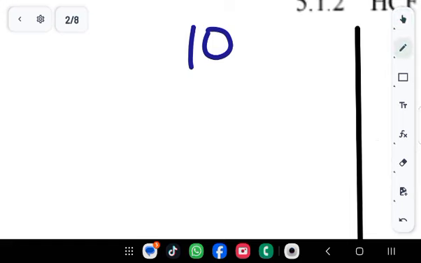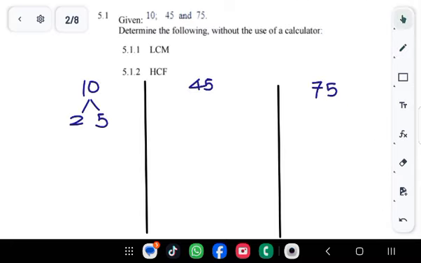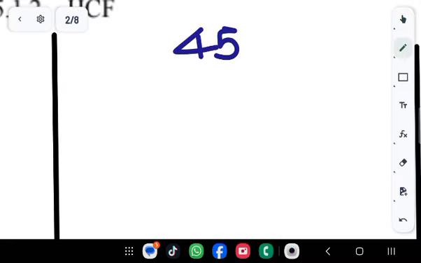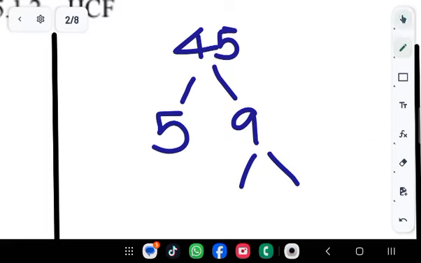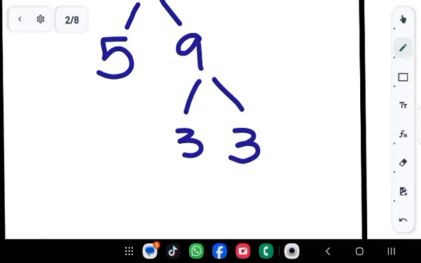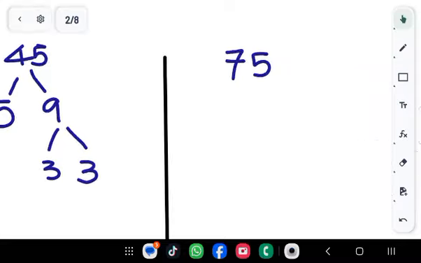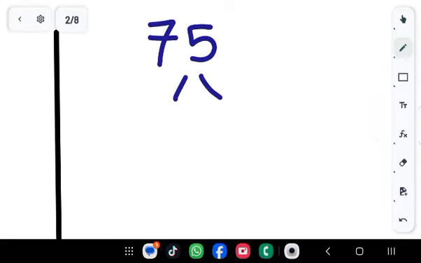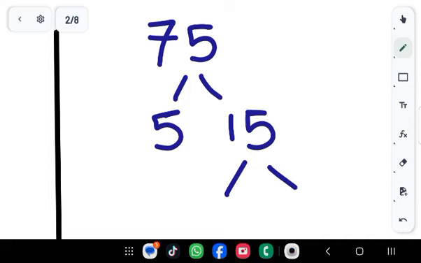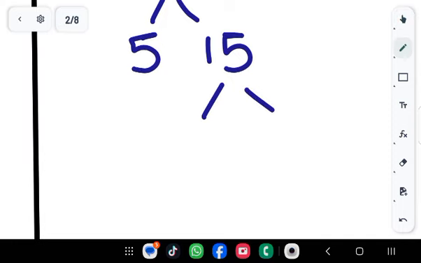Now let's find the factors. For 10, it will be 2 and 5. And then for 45, 45 divided by 5, that will be 9 and 5. 5 times 9. 9 can be divided into 3 and 3. So here are the factors of that. Now the factors of 75, divided by 5, that is 5 times 15. 15 can be divided further into 3 and 5.